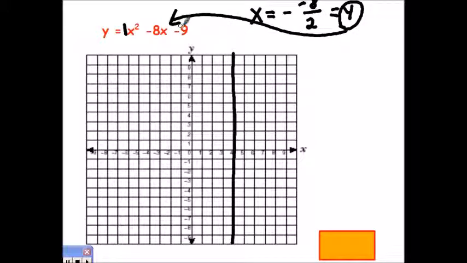4 squared is 16, minus 8 times 4, that's 32. 16 minus 32 is negative 32. And then minus 9, that's going to be a negative 41. Of course, I was just testing you there. 16 minus 32 is negative 16, and negative 16 minus 9 is negative 25. So my vertex is at 4, negative 25.